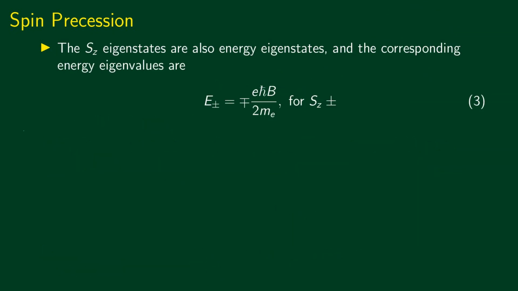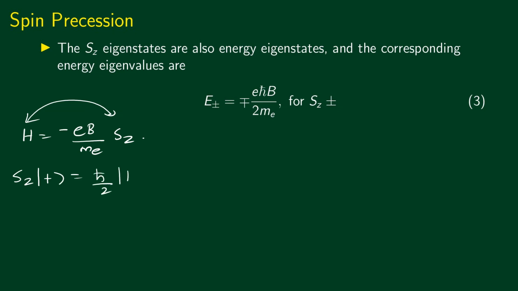Okay. Now we have H is equal to minus eB divided by m_e S_z. Okay. Now let's find the eigenkets of the Hamiltonian. Okay. We know that Hamiltonian and S_z have common eigenkets. We already know the eigenkets of S_z. Right? We know that S_z acting on ket plus gives you plus h bar by 2 multiplied by ket plus, and S_z acting on ket minus gives you minus h bar by 2 multiplied by ket minus.